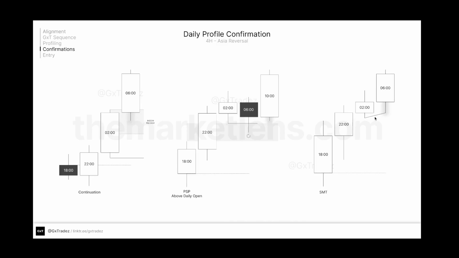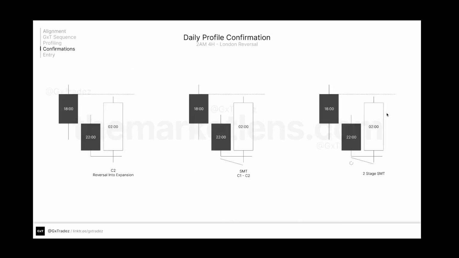Here is another scenario. This is kind of like today as well, right? We're just trading continuation, daily continuation. We have SMT between swing points on the 4-hour chart, right? So now here's daily profile confirmations with the London reversal, right? So this is kind of grading the probabilities.